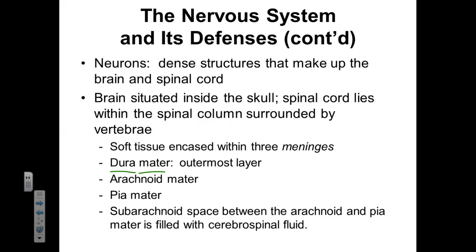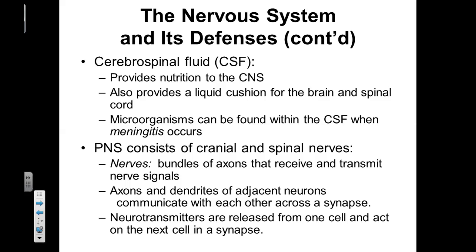The subarachnoid space, which is deep to the arachnoid mater, but superficial to the pia mater, is going to be filled with CSF, cerebral spinal fluid. And this is kind of like a cushion that helps protect those soft structures of our central nervous system. In addition to acting as a liquid cushion for the central nervous system, the cerebral spinal fluid also circulates around the tissues of the central nervous system to provide nutrition.